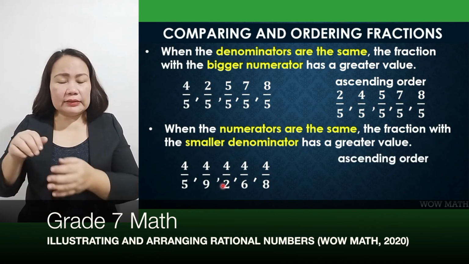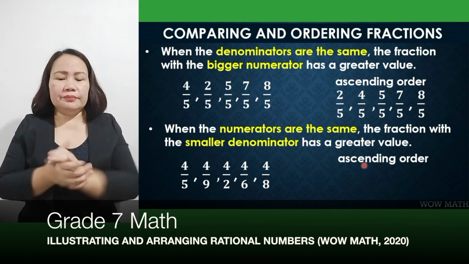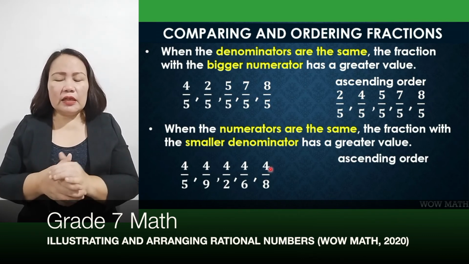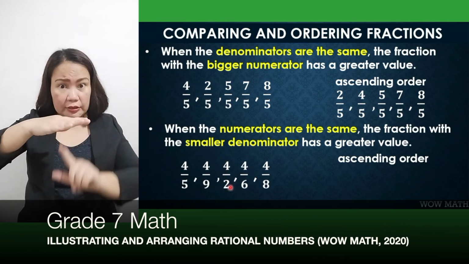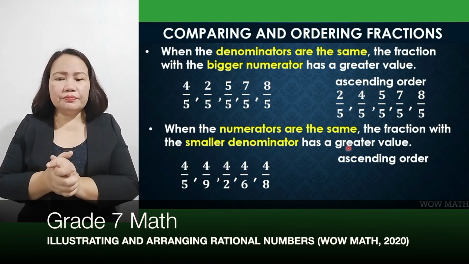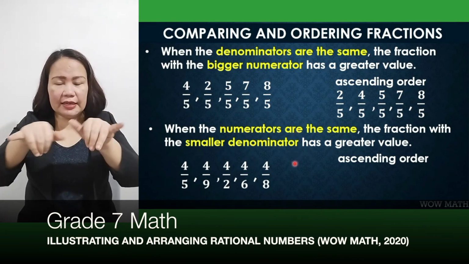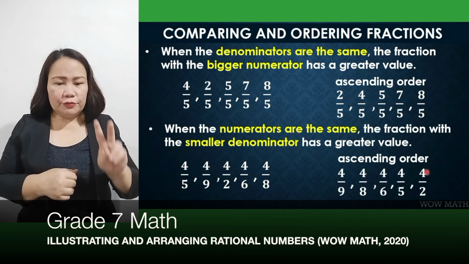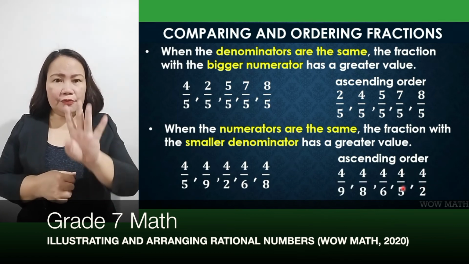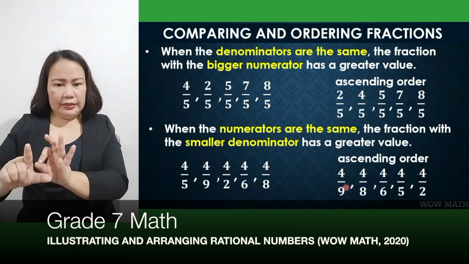So, we will have, if we're gonna arrange this in ascending order, ibig sabihin from least, simula sa mababa pataas, ito ngayon ang pinakamataas mo. Kasi the smaller the denominator, the greater the value. Kapag ang numerators natin ang pare-pareho. So, ito ngayon ang pinakamataas natin, yung 4 over 2, susundan ni 4 over 5, 4 over 6, 4 over 8, and the least is 4 over 9.